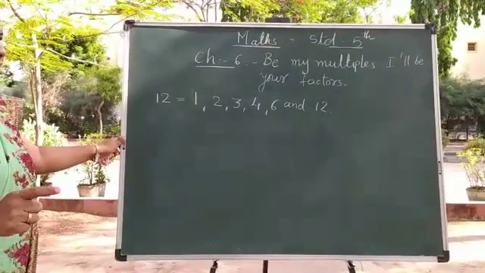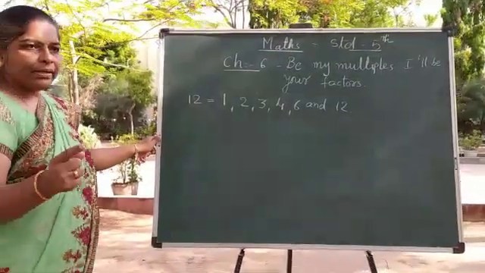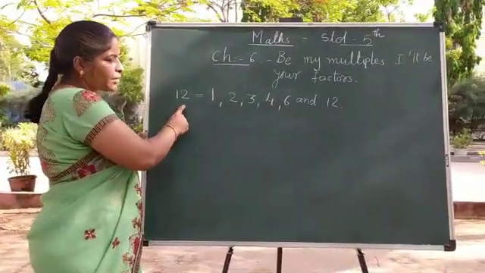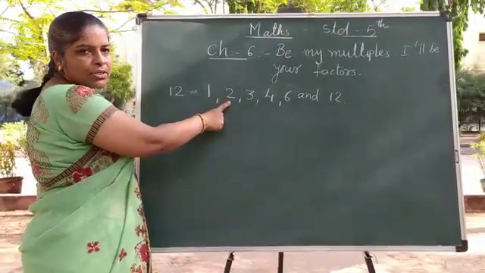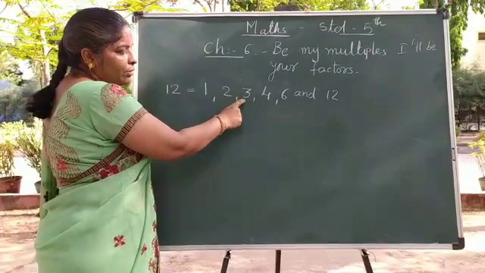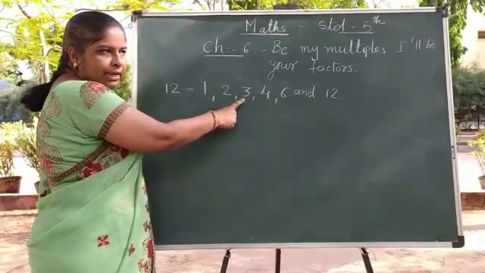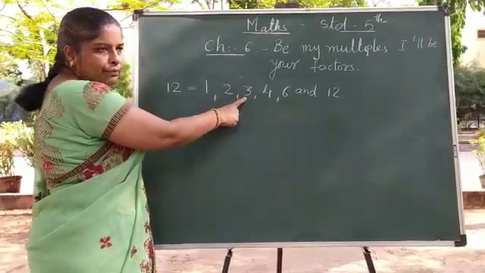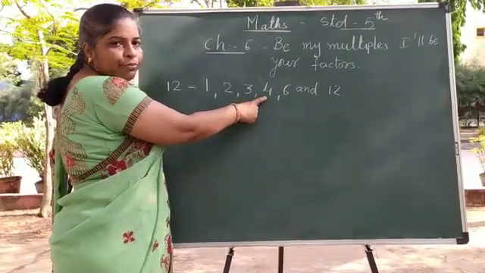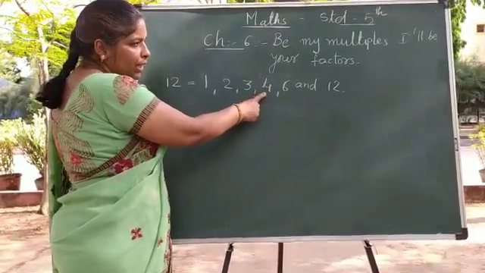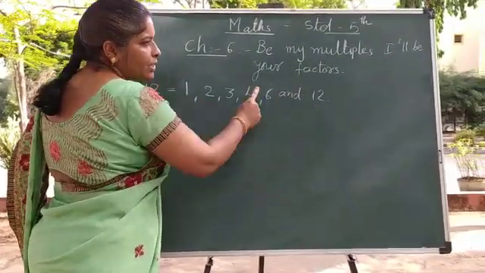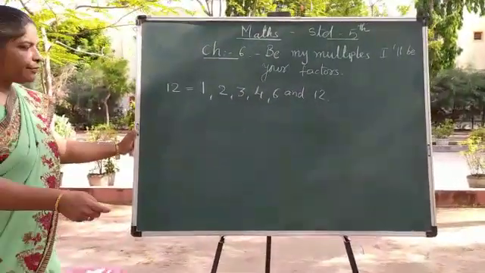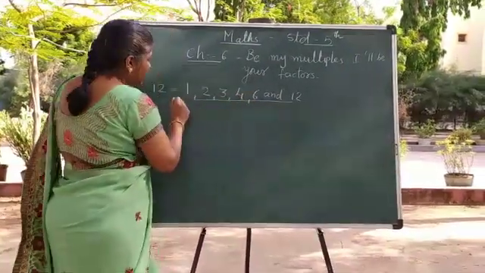Another trick for knowing the factors of a given number: 12 comes in the table of 2. That means 2 sixes are 12. It also comes in the table of 3. That means 3 fours are 12. It also comes in the table of 4. 4 threes are 12. Then the table of 6, 6 twos are 12, and 12 ones are 12. So these are the factors of the number 12.